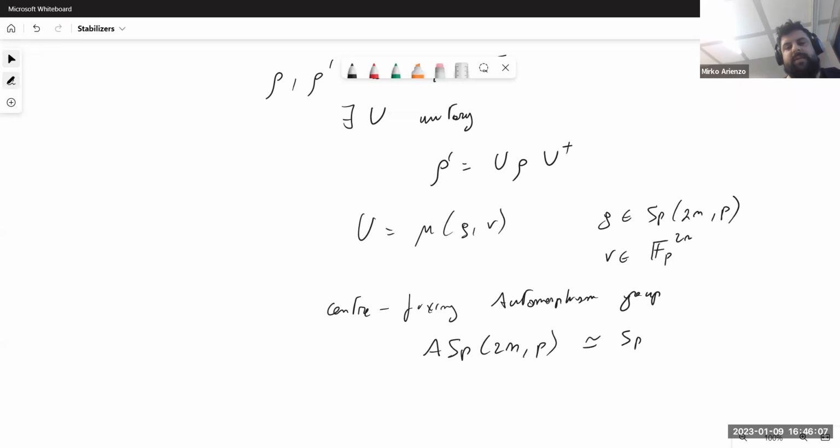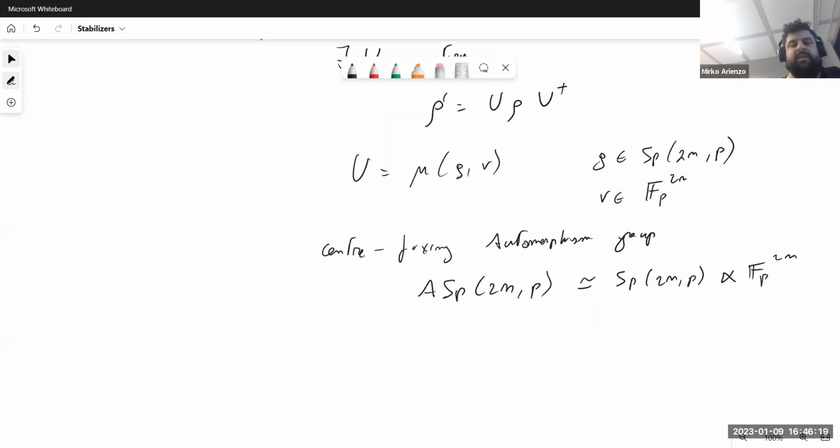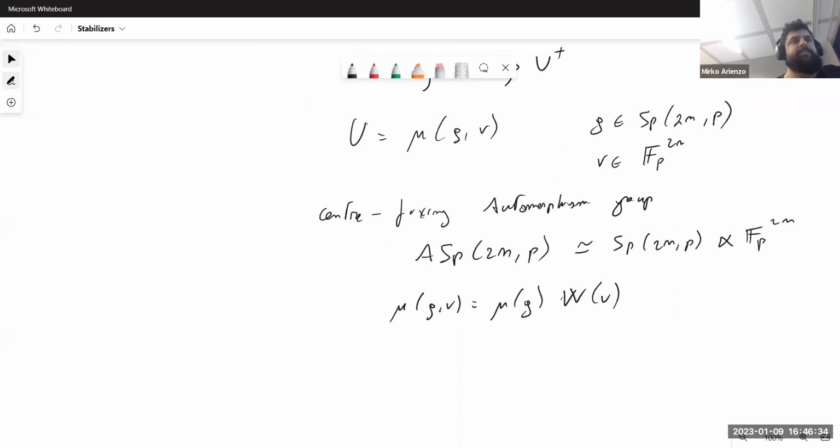So it's basically symplectic maps, and then you have these linear maps that can be just represented as phase space translations. So yeah, we can just write this mu as mu of G, which is a representation of the symplectic group, and then there is a Y operator.